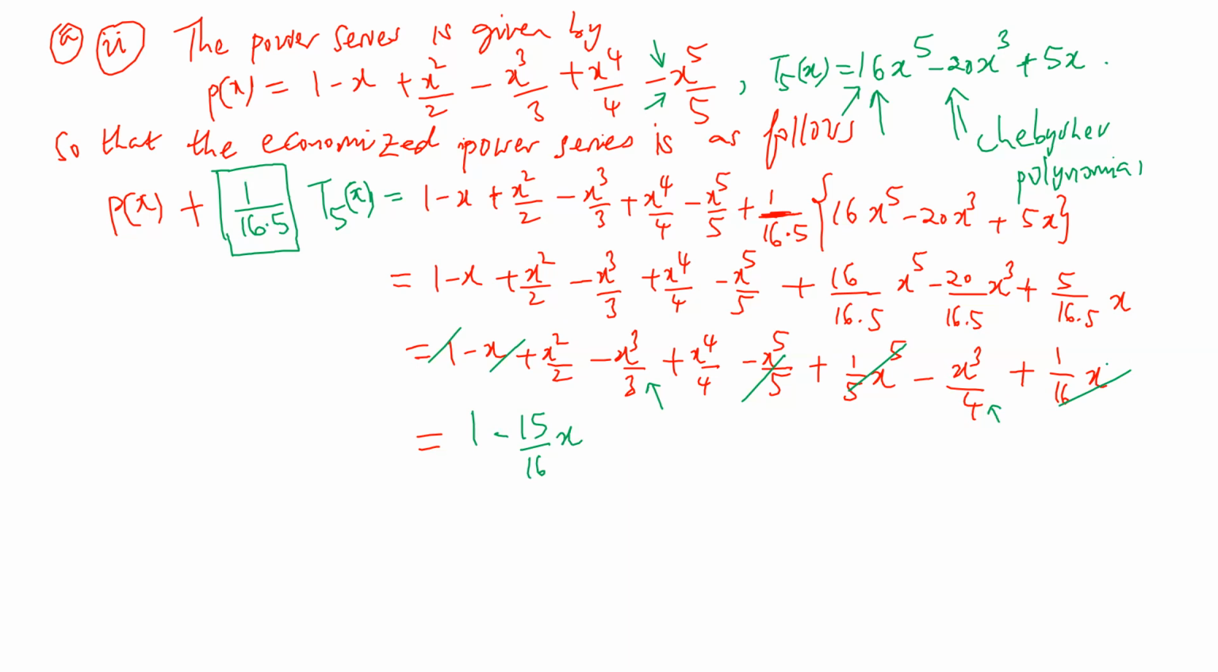Okay, now let's look at the quadratic terms. There's only one quadratic term. The only quadratic term is x squared over 2. So this is therefore the same as x squared over 2.